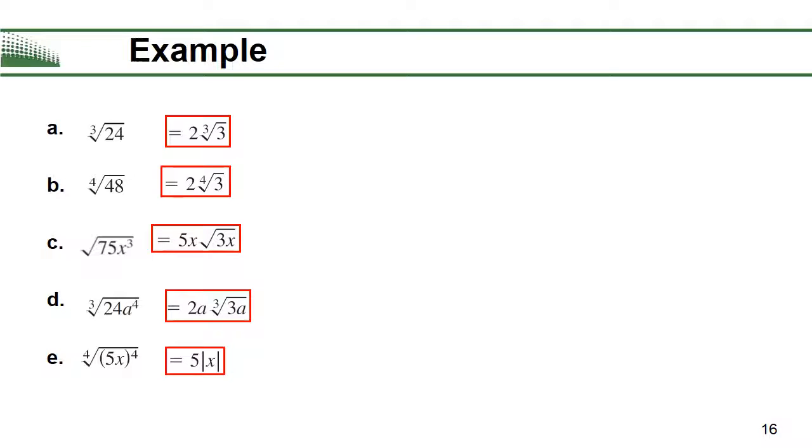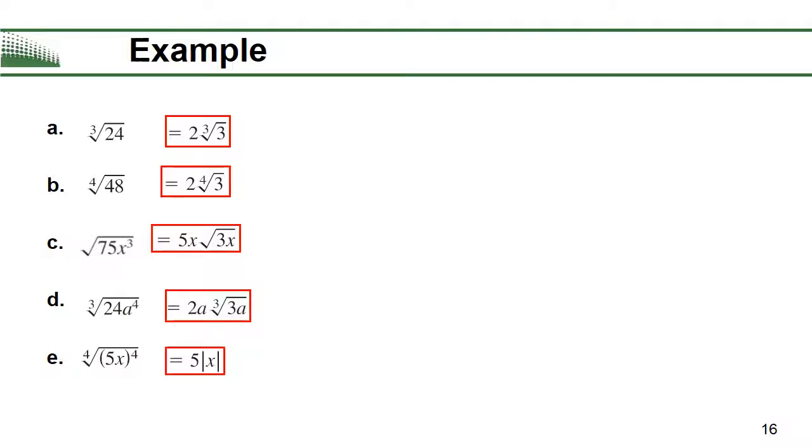For A, we have 2 cube roots of 3. 24 is 8 times 3. 8 is 2 times 2 times 2, so we have three 2's. The cube root, we have a group of three 2's. The 2's get to come out. The 3 didn't have a date. It has to stay at home under the radical.